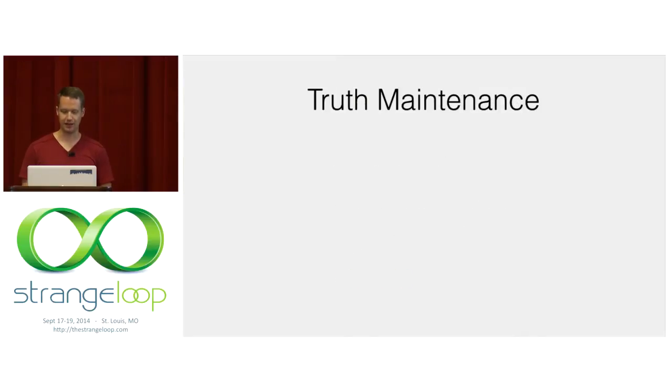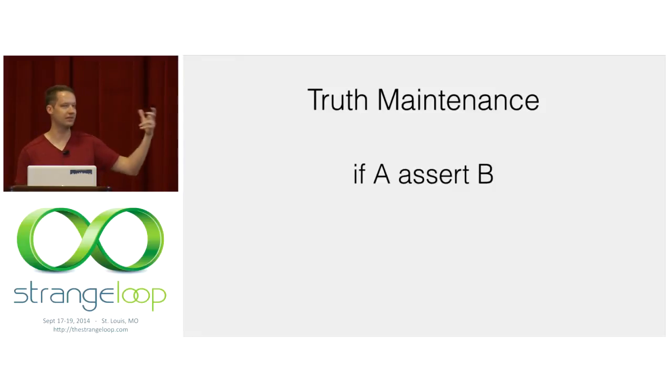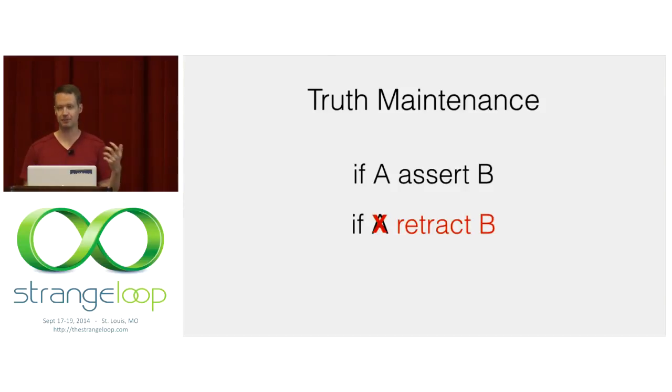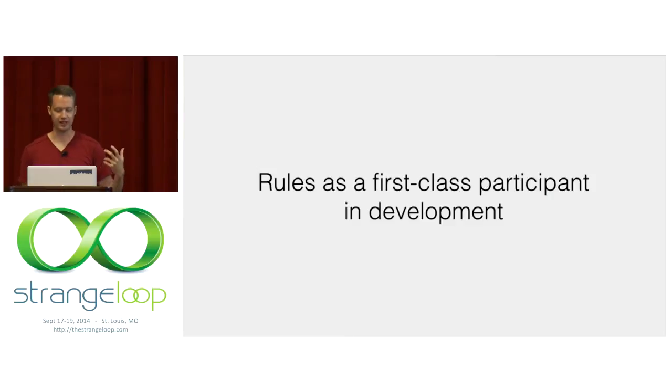And then the last piece that we see in these expert systems is truth maintenance, where if we have some data element that asserts that B is true, and A becomes false, if they no longer qualify for some reason, we want to retract that particular piece of information from the system, so as to keep everything in a consistent state. And so this really brings rules as a first-class participant into our development process.